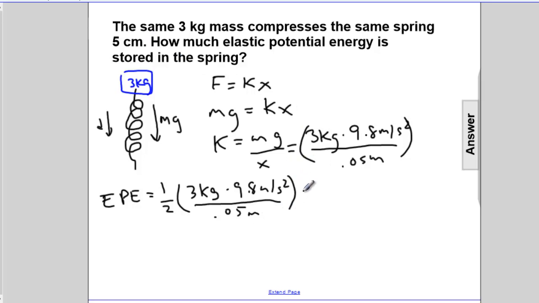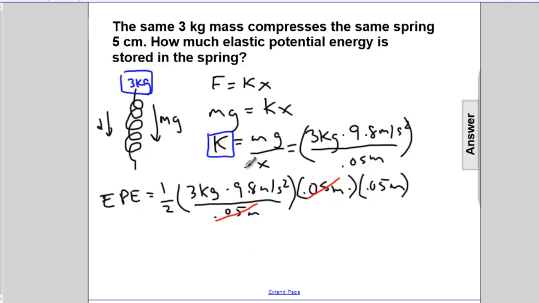Now if we want to write it, we could write 0.05 meters squared, or you could just write 0.05 meters times 0.05 meters, because that would be 0.05 meters squared. Now something nice happens. Since we have 0.05 in the numerator and the denominator, we could cancel, and we would know K, our first computation.